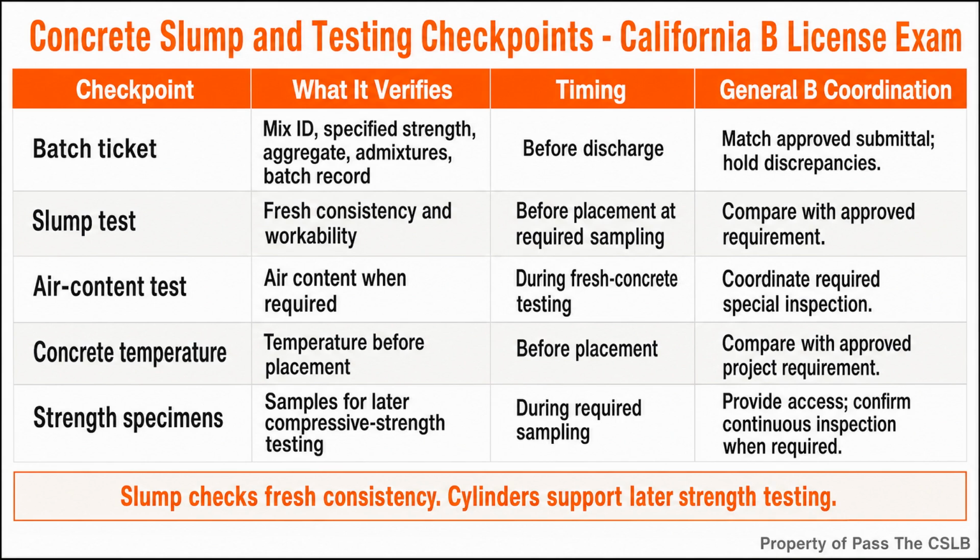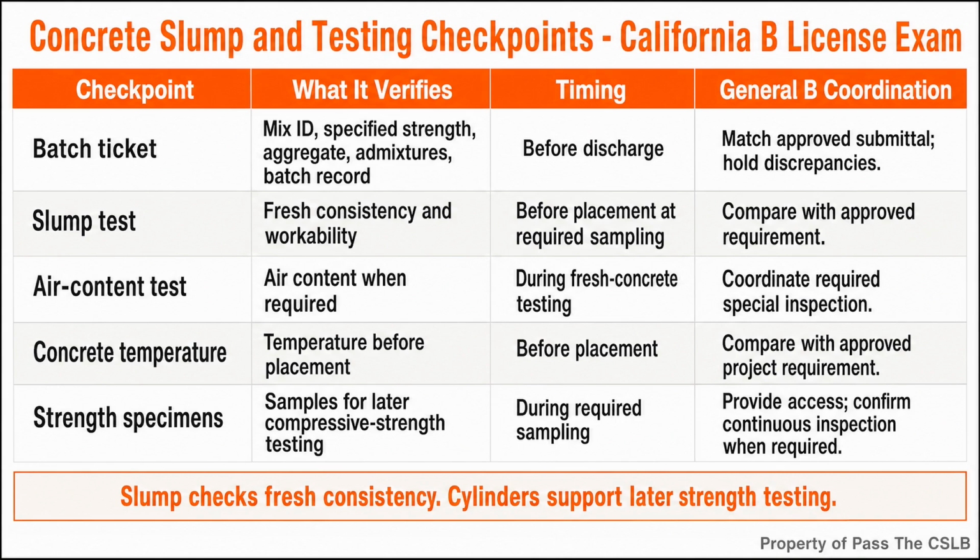Those checkpoints do different jobs. A clean ticket does not replace a slump test. A passing slump does not replace cylinders. A cylinder set does not excuse an unapproved water addition. Good supervision is not one magic test. It is a chain of matched documents, observations, tests, and approvals. Suppose the ticket calls for the approved structural mix, but the truck carries a different mix identification. Even if the concrete looks workable, I stop the placement decision until the discrepancy is resolved.